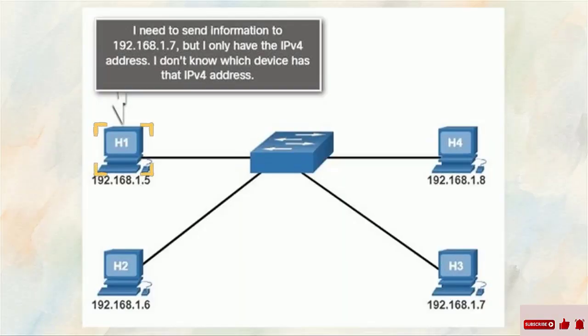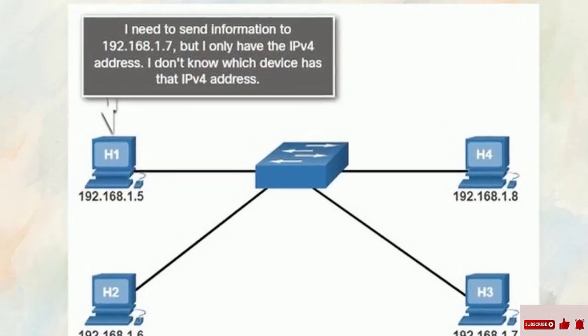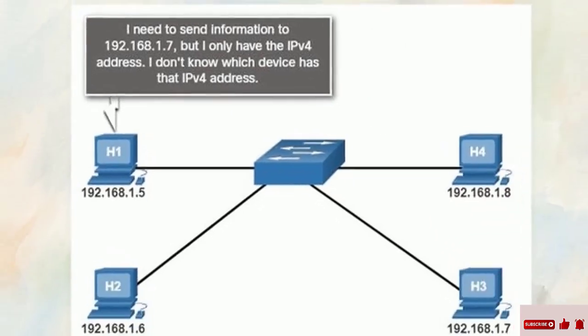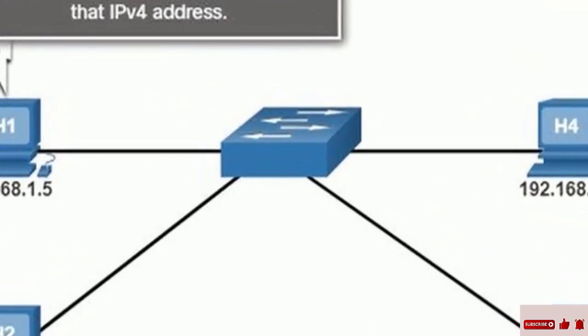But an immediate problem arises if a device only knows half the equation. Most network applications operate using the logical IP address. In this diagram, host H1 knows the exact IPv4 address it wants to reach, 192.168.1.7, but it has no idea which specific device on the network actually owns that IP. Without the destination MAC address, the hardware cannot build the Ethernet frame. The network resolves this missing variable using the Address Resolution Protocol, or ARP.